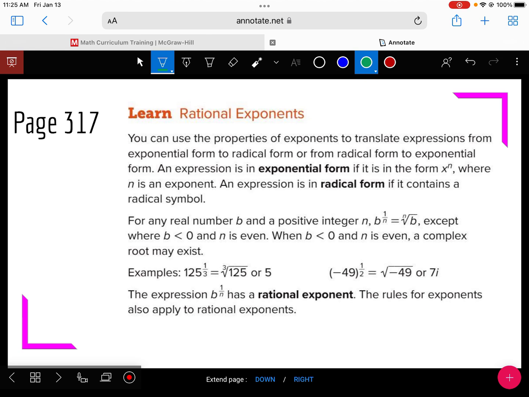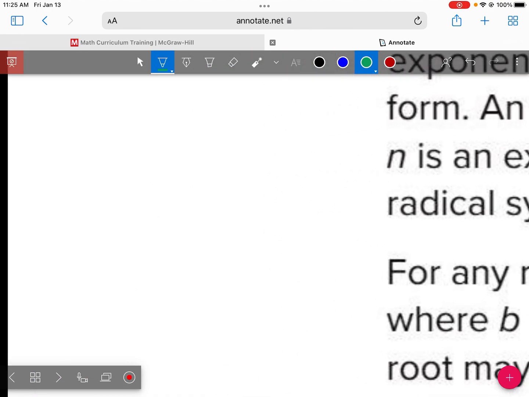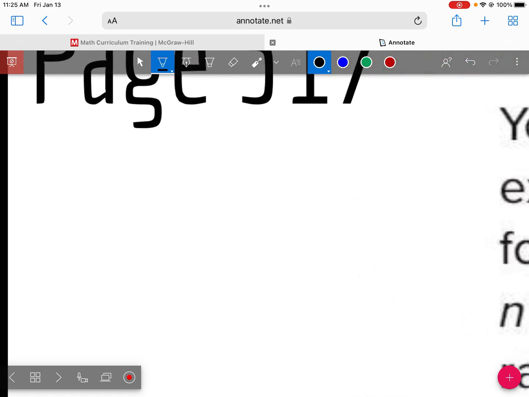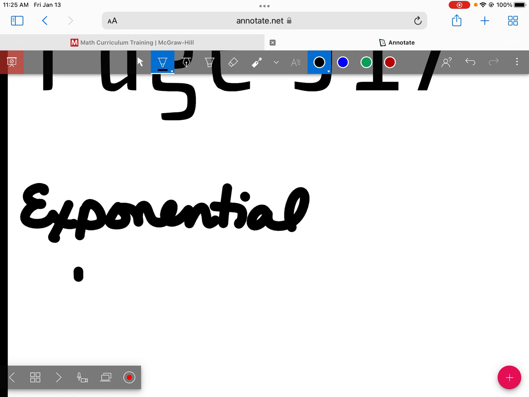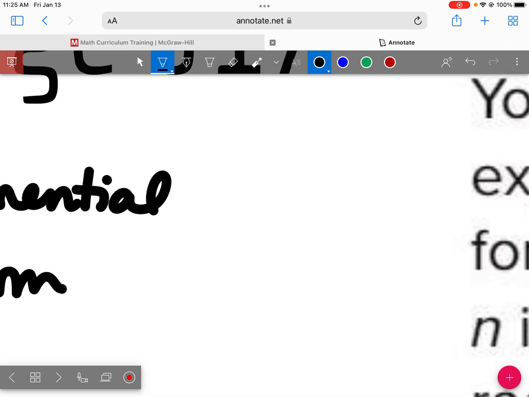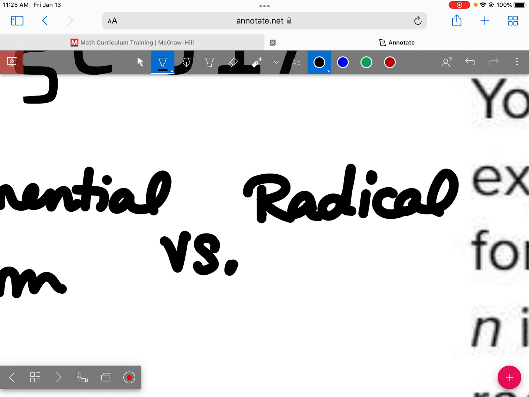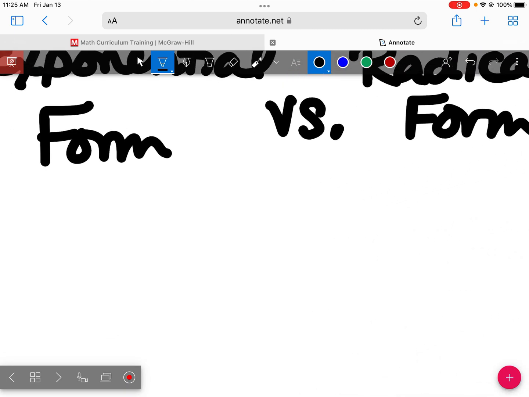Page 317. Rational exponents. So we're going to have two different forms that we talk about here. We have exponential form versus radical form. Exponential form is going to be something written with an exponent. A radical form is written with a radical, so something that has a radical symbol in it.